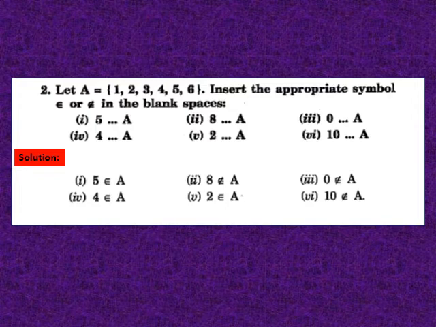So if we look at 5, is 5 there in the set A? Yes, so we'll write 5 belongs to A. Now if you look at 8, is 8 there in the set A? No, so we'll write 8 does not belong to A. So in this way you can simply write belongs to or does not belong to in the appropriate blank spaces. It is very simple.